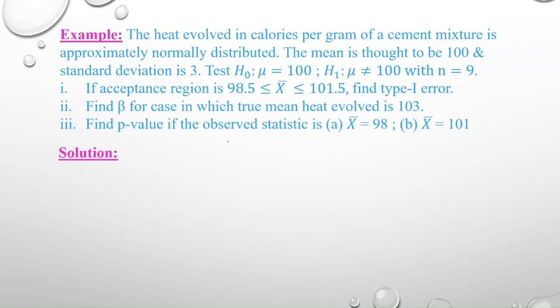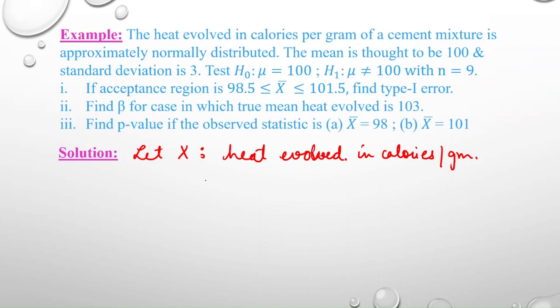So what is given to us? Let X be the heat evolved in calories per gram of a cement mixture. So X would be normally distributed. Mu is given to us as 100, sigma square is 3 square. So this is how we represent the normal distribution.